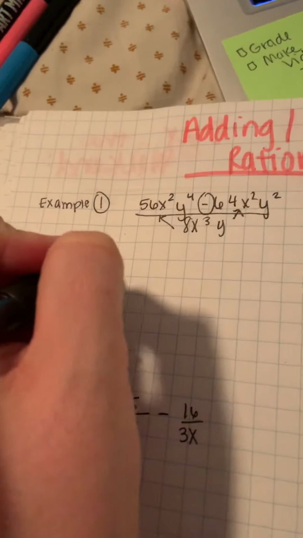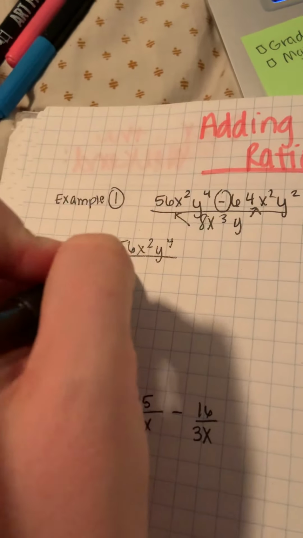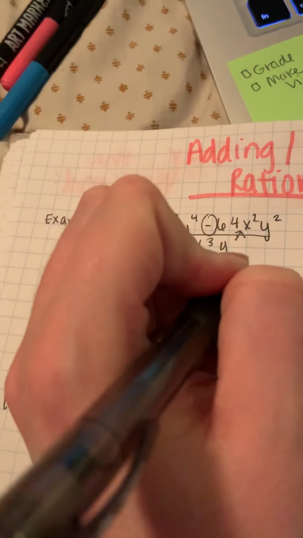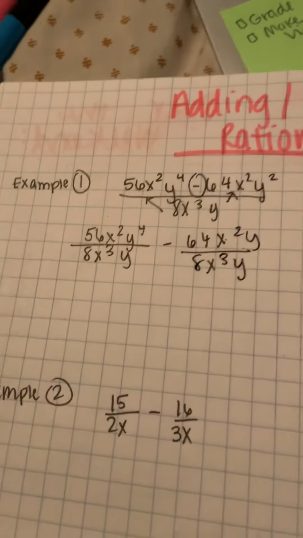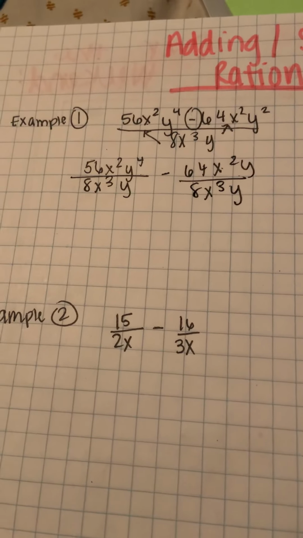This isn't so bad. 56x squared y to the 4th over 8x cubed y, minus 64x squared y over 8x cubed y. Please feel free to pause this if you'd like to try it on your own and then come back to check your answers.